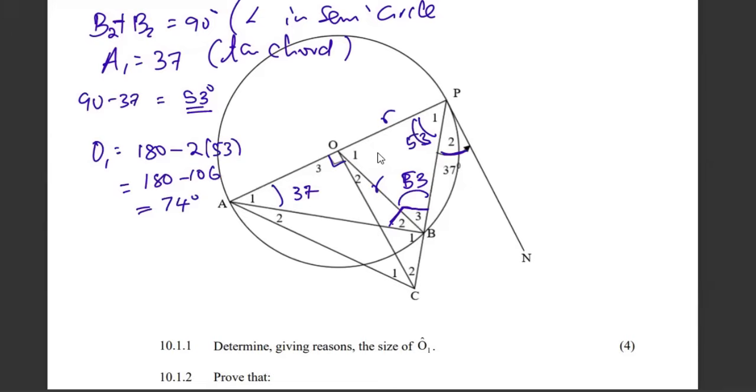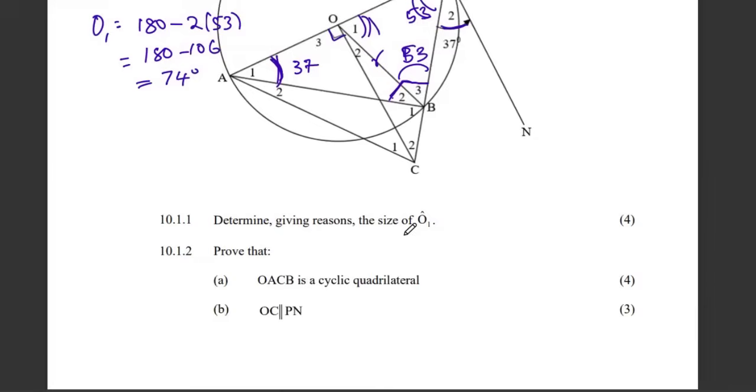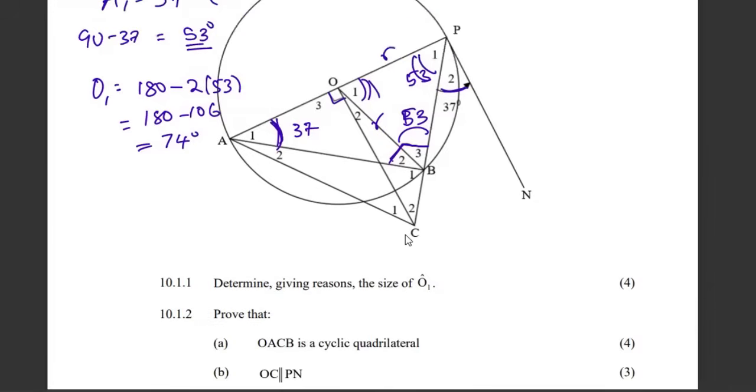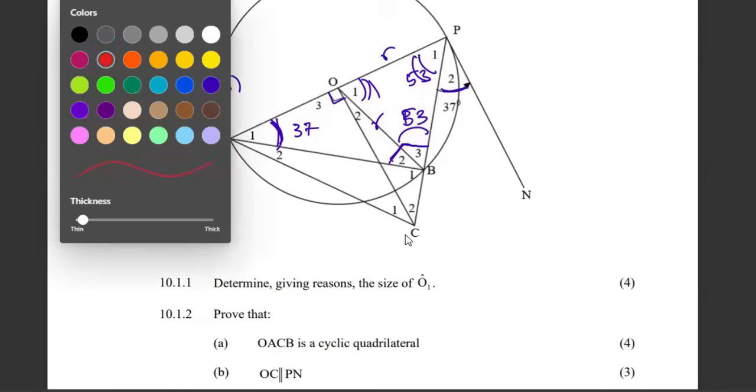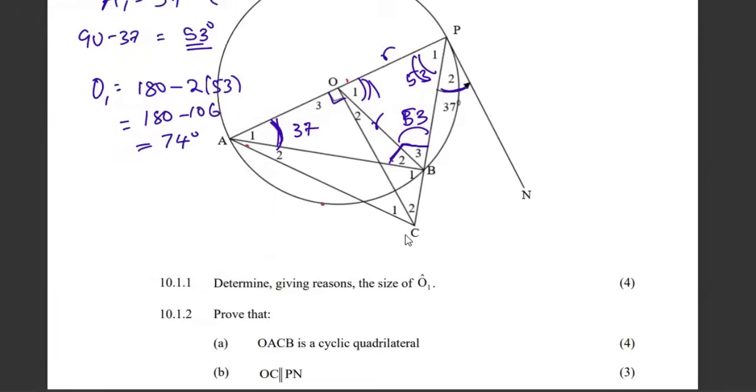Alternatively, we can use the angle at the center being twice the angle at the circumference. If this is 37, then multiply this by 2 to give you that angle. Okay, then prove that OACB is a cyclic quad.